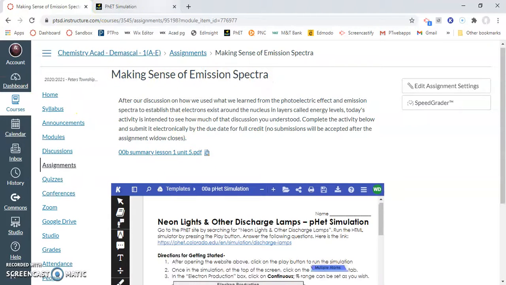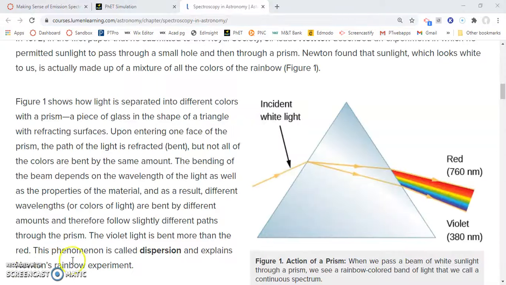All right. So one of the things that we want to take a look at is the actual emission spectra for a couple elements. The first thing we need to understand is how these emission spectra are actually captured. There's a couple of different ways. One is using a prism. The other one is using something called a spectrophotometer, which is basically a bunch of little prisms spread out over a sheet of clear plastic.